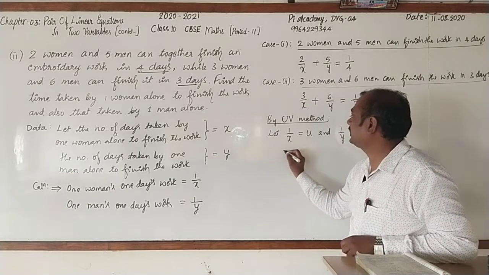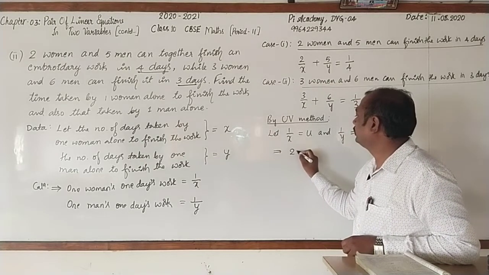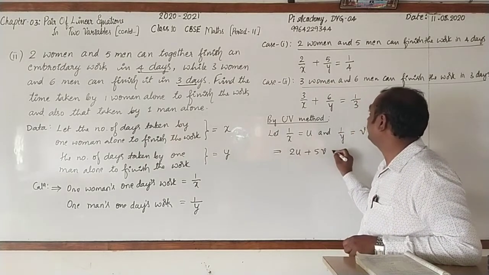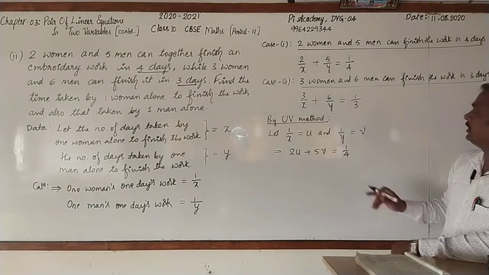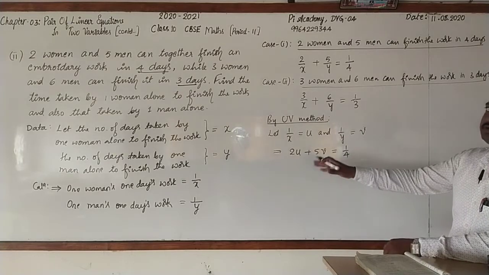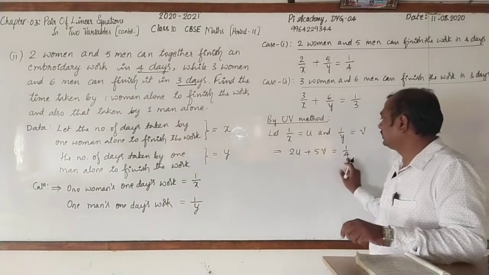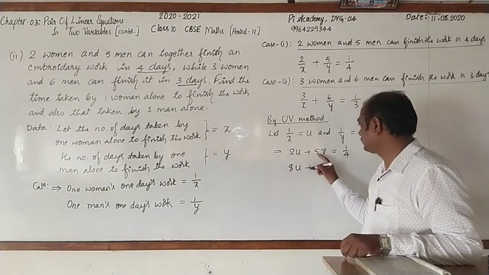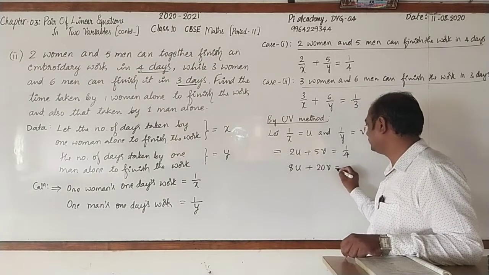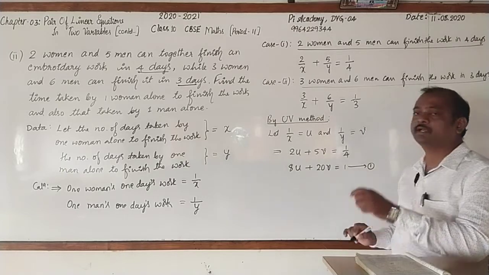First equation can be written as 2U plus 5V is equal to 1 by 4. Right? Now denominator 4 is there, just go for multiplying it. You will get 8U plus 4 5s are 20V, this is equal to 1. You may call it as equation 1.